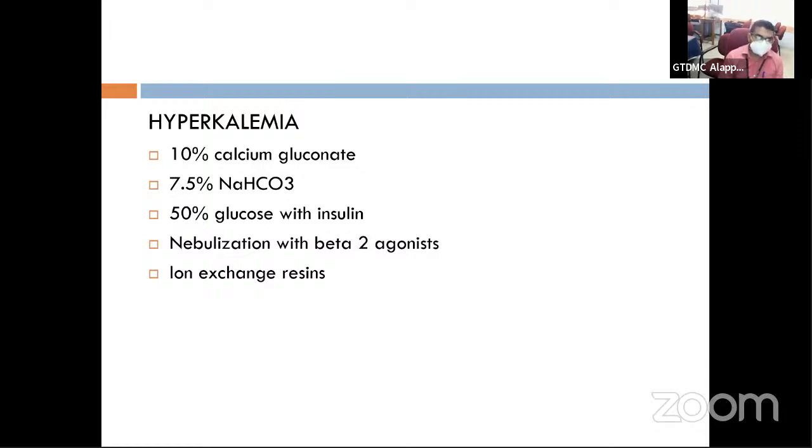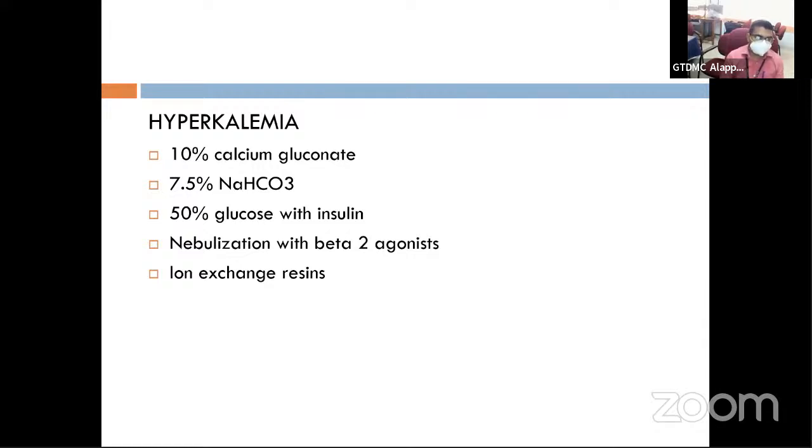Another treatment for hyperkalemia is 7.5% sodium bicarbonate, given at a dose of 2 milliliter per kg per dose. This sodium bicarbonate will cause a shift of extracellular potassium into the intracellular compartment, so that will produce a reduction in the potassium levels.